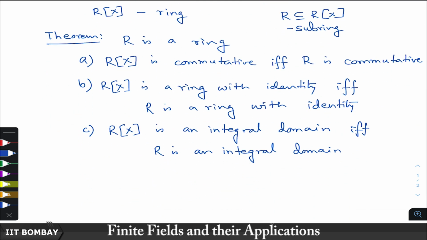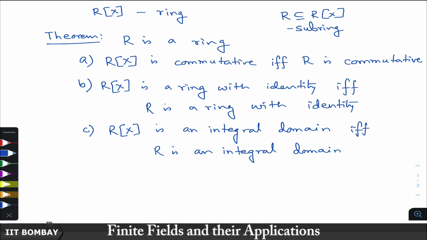So, if all polynomial multiplication is commutative, then clearly the multiplication of scalar elements from the ring R is also commutative. And if R[x] is a ring with identity, then one can easily see that that identity element must be the identity element of the ring R itself, and similarly one can also argue the third property, that R[x] is an integral domain if and only if R is an integral domain. We will not discuss the proof of this; it is left as an exercise. This is a simple thing to check by yourself.